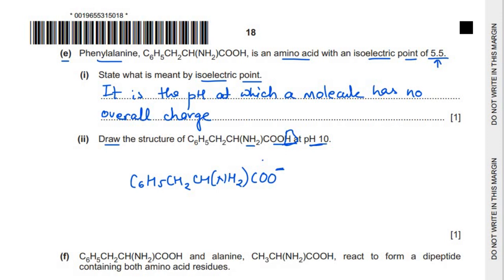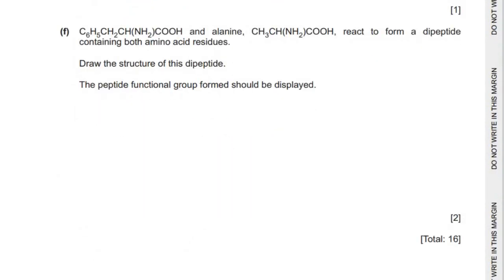So we need to add a negative charge on COO and the H is lost. Let's see what is the F part. F part is again the same amino acid, alanine. Here it's shown alanine reacts to form a dipeptide containing both the amino acid residues. Draw the structure of this dipeptide.